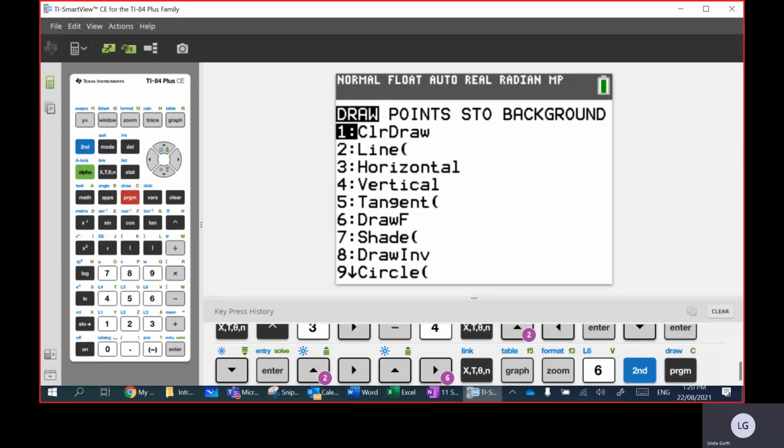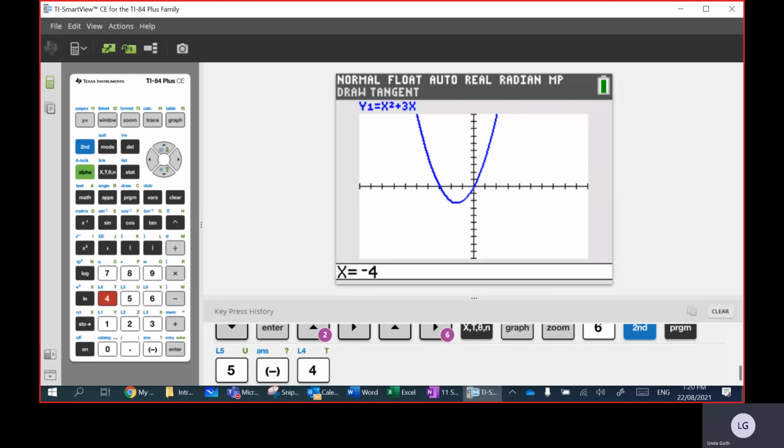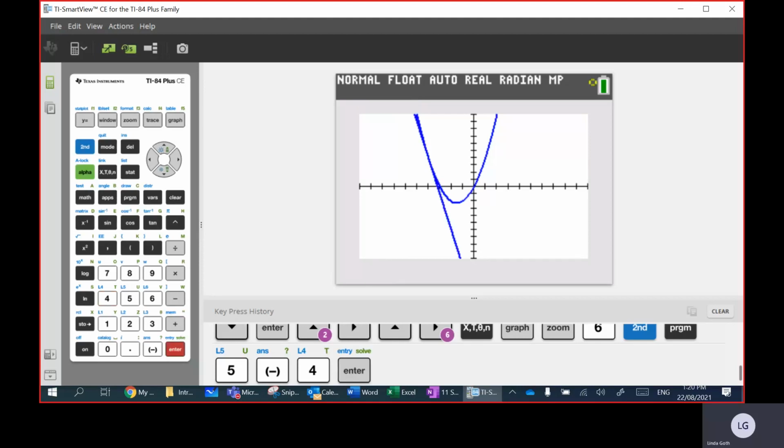I'd like to draw a tangent. So I'm going to press number 5 for tangent, and I would like to find a tangent where x is equal to minus 4. So I will type in here minus 4. I'm asking the calculator to draw a tangent at the point where x equals minus 4. And there it is. It tells me that the tangent at that point is y equals minus 5x minus 16.